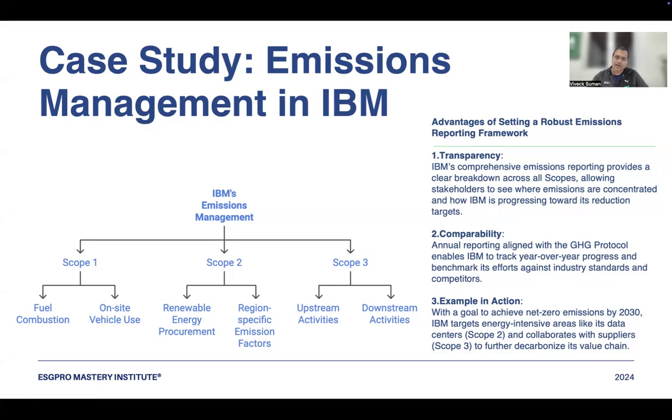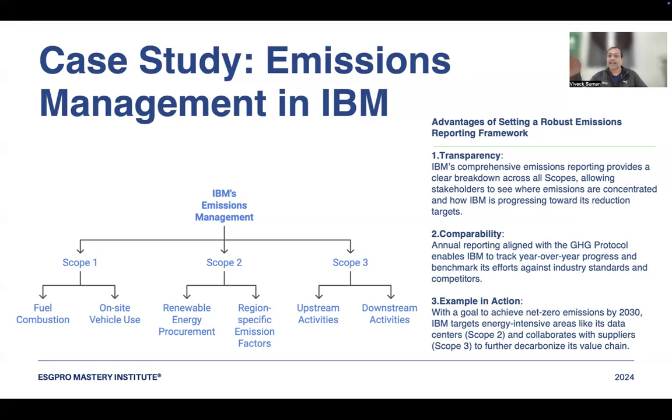For example, for scope 1, they look into fuel combustion. That is the emission factor they look at. And they also look into on-site vehicle use: how many vehicles the company provides to employees and how many employees bring onto the site. The moment an employee brings a vehicle onto the site, it becomes a scope 3 emission.